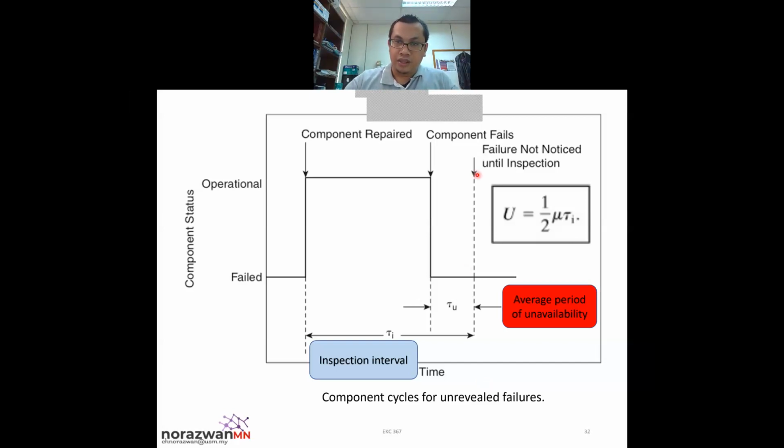So once you notice the component is failed, then it will take some time for repairing before the component will start back at this point. After a certain period, the component is back here. So this is the start of the component repair, and you start back your tau I.